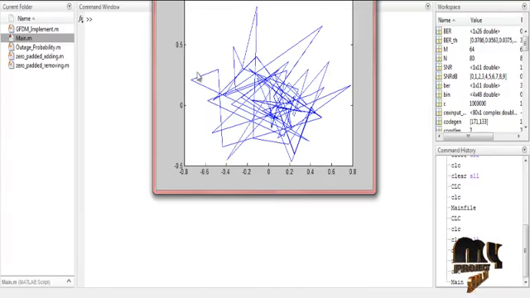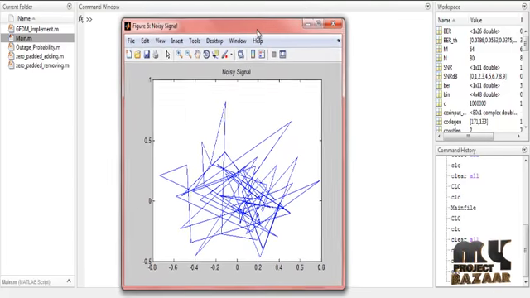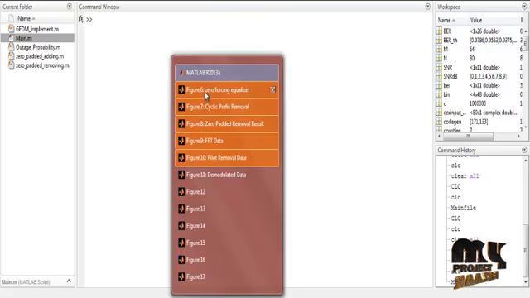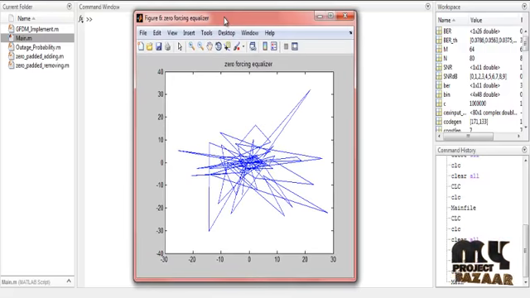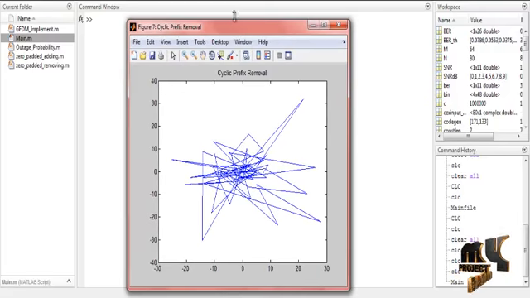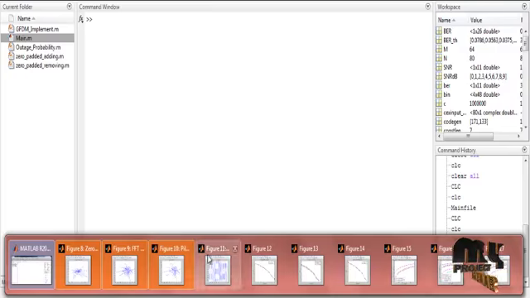And then these are the inbuilt functions: noising by using the AWGN channel and also a Rayleigh fading channel. The next figure is the zero forcing equalizer, that is ZF. So that is the concept of ZF. The next figure is cyclic prefix removal. CP removal is also an inbuilt function of the process.